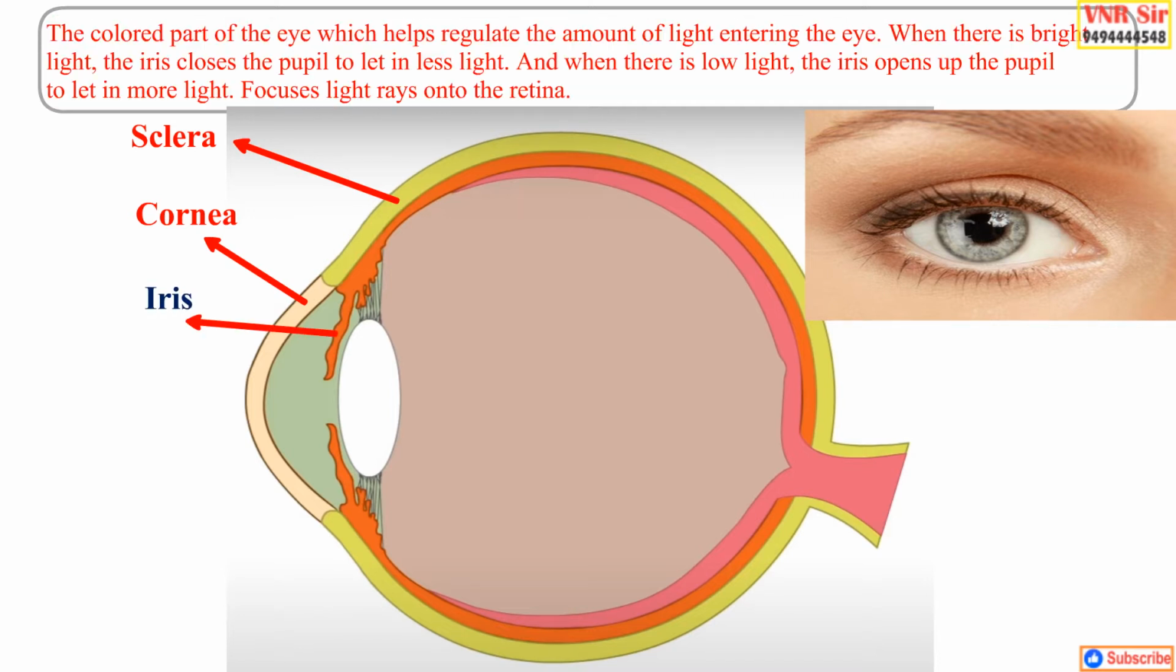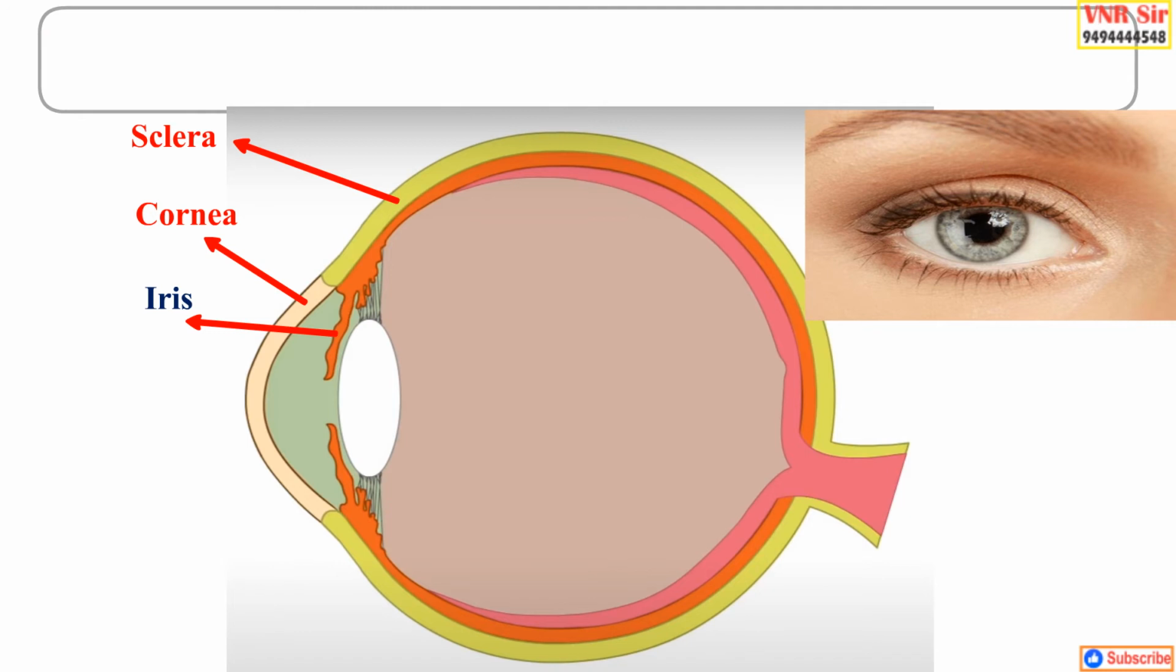The third part is the iris. The colored part of the eye, which helps regulate the amount of light entering the eye. When there is a bright light, the iris closes the pupil to let in less light. And when there is a low light, the iris opens up the pupil to let in more light, focusing light rays onto the retina.